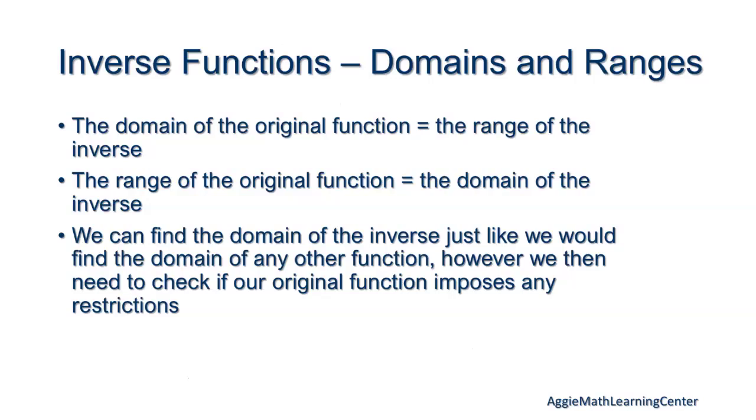So the domains and ranges of our inverse are going to be the opposite. The domain of the original function is going to be the range of the inverse function, and the range of the original function is going to be the domain of the inverse. Since most of the time it's easier to find the domain than the range of functions, we can solve for the range of the inverse using the domain of the original. But we also need to check and make sure that our original function doesn't impose any restrictions as it is.